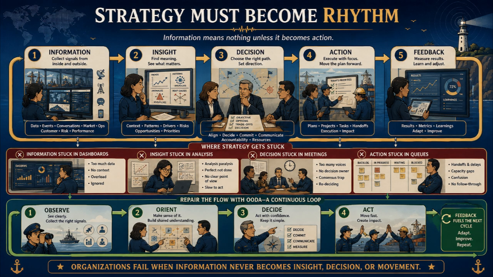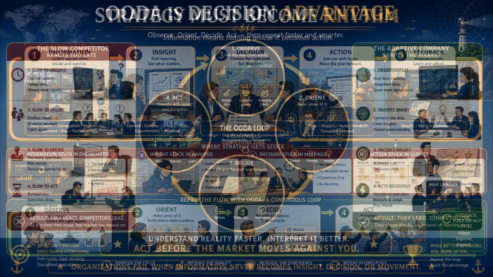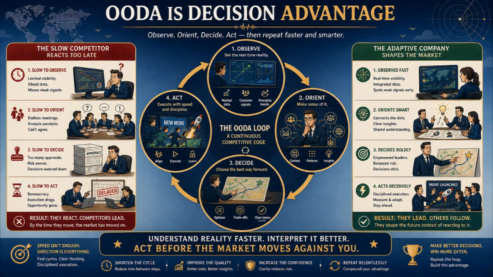But the real idea is deeper than a circular checklist. Boyd's work focused on survival, adaptation, tempo, and the ability to operate inside an opponent's decision cycle. In military theory, this means forcing an adversary to keep reacting while you keep shaping the environment. In business, the same principle applies. A company that understands reality faster than its competitors, interprets it more accurately, and acts with discipline can shape the market instead of merely responding to it.